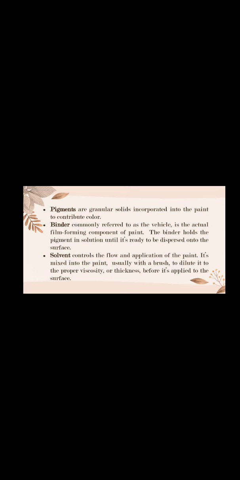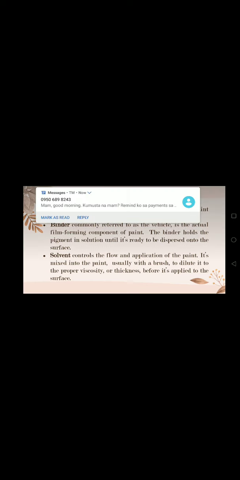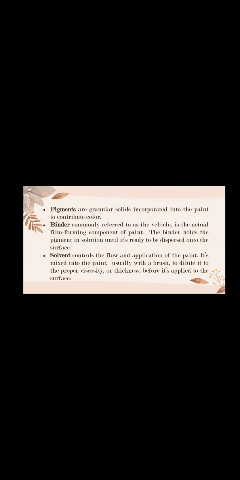Next is the binder. Binder, commonly referred to as the vehicle, is the actual film forming component of paint. The binder holds the pigment in solution until it's ready to be dispersed onto the surface. So, pigments are typically solids, so you couldn't use them to paint by themselves. They'd be difficult to apply. They wouldn't spread evenly. They wouldn't stick to paper or a wall, and they'd wash straight off if they got wet.